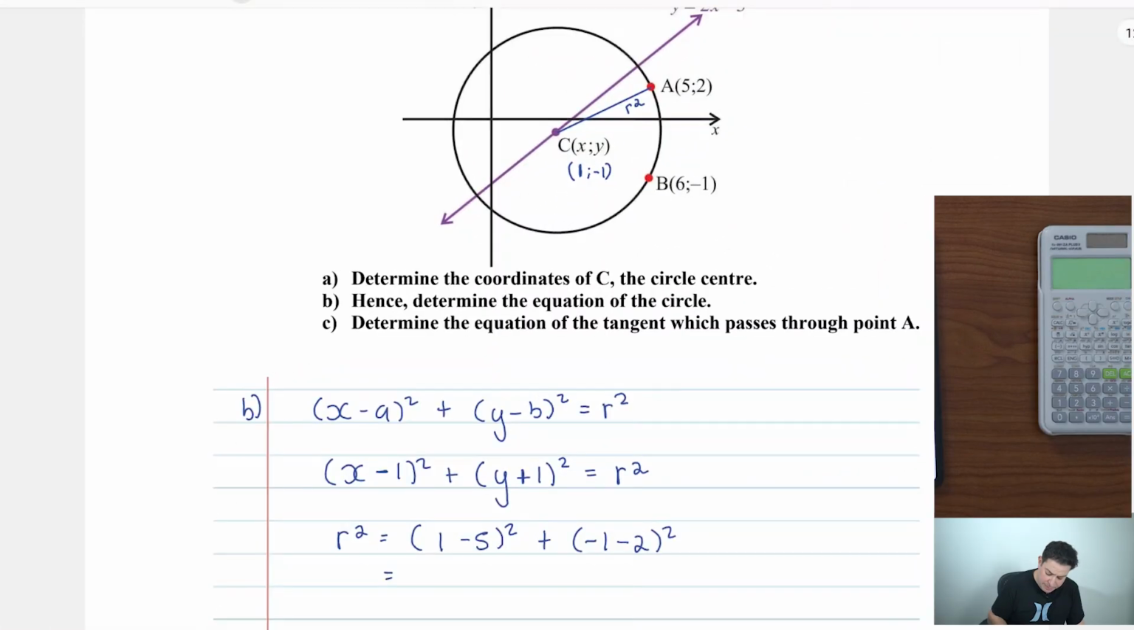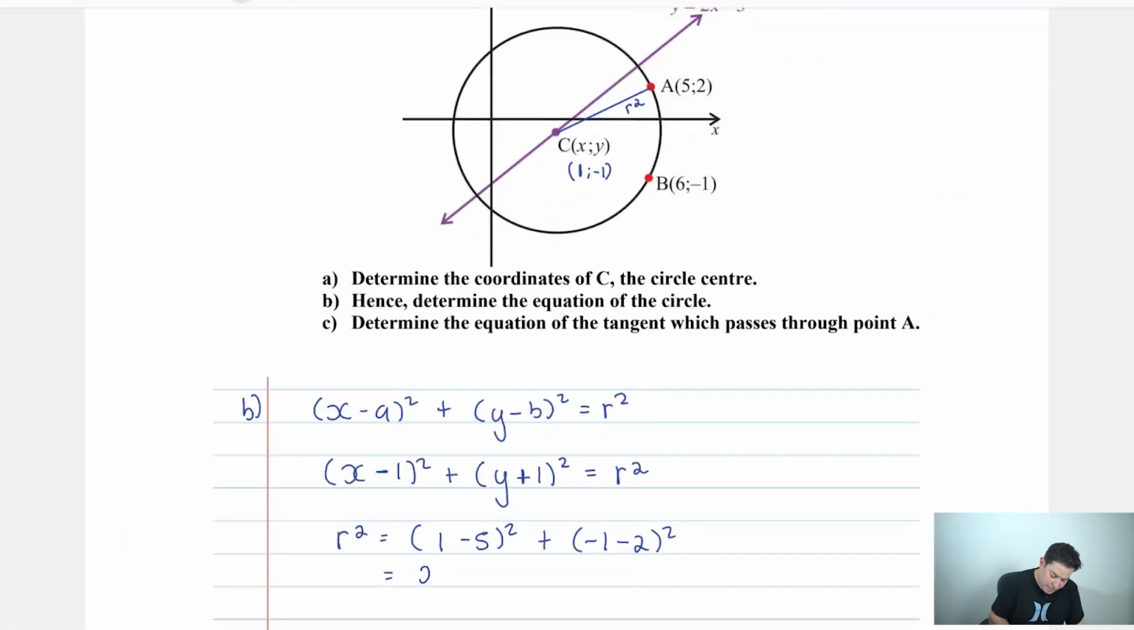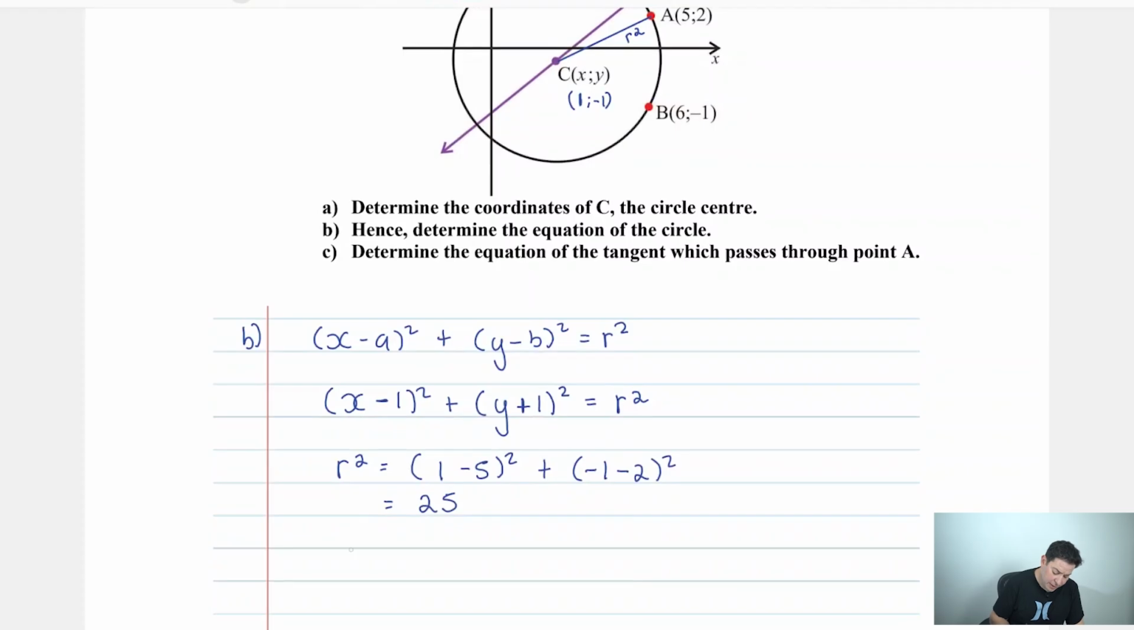So now all we have to do is punch that into our calculator. 1 minus 5 all squared plus minus 1 minus 2 all squared. And that is equal to 25. Remember, they asked us for the equation of the circle. We don't have to give the radius. So this becomes x minus 1 all squared plus y plus 1 all squared equals 25.